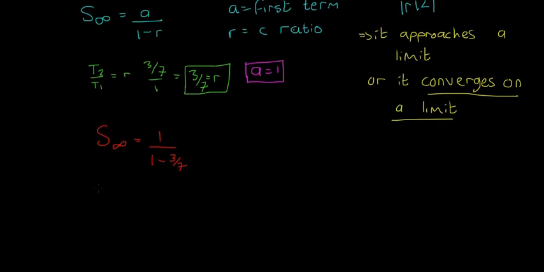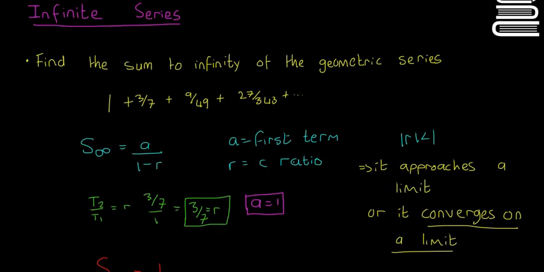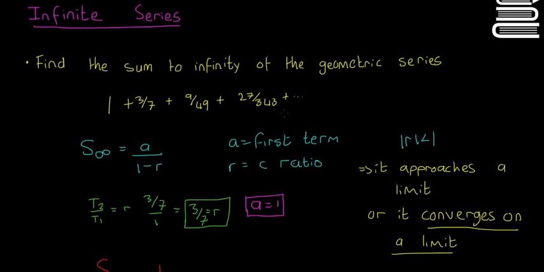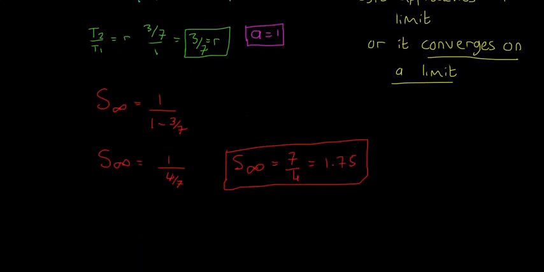Let's scroll down a little bit more. So that's going to give us that S of infinity is equal to 1 over 4 over 7. And again, if you divide something by a fraction, you just flip the fraction. So that answer is going to be that S to infinity is equal to 7 over 4, or in decimal 1.75. So if you want to add all of those numbers up forever, and keep going in that fashion, the geometric series will get really, really close to 1.75, but it'll never reach it.